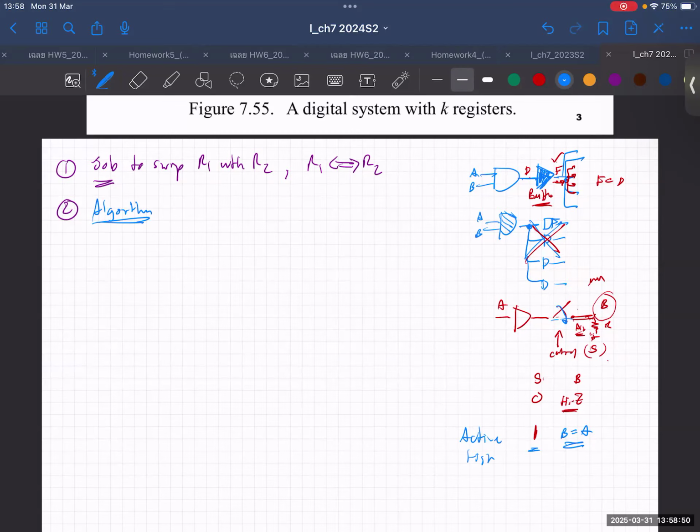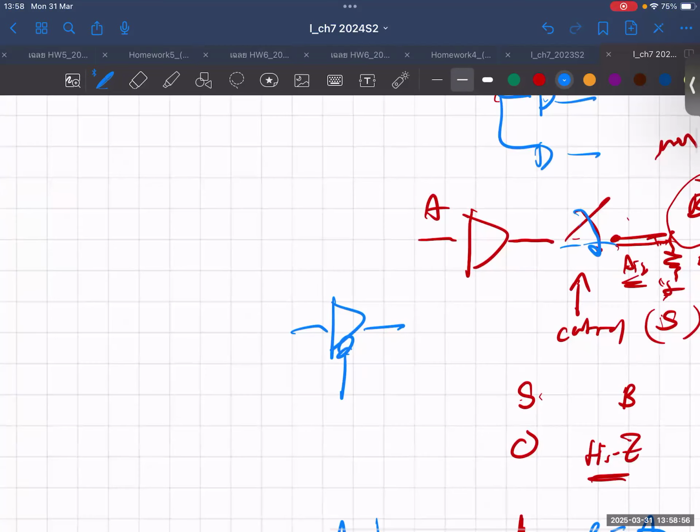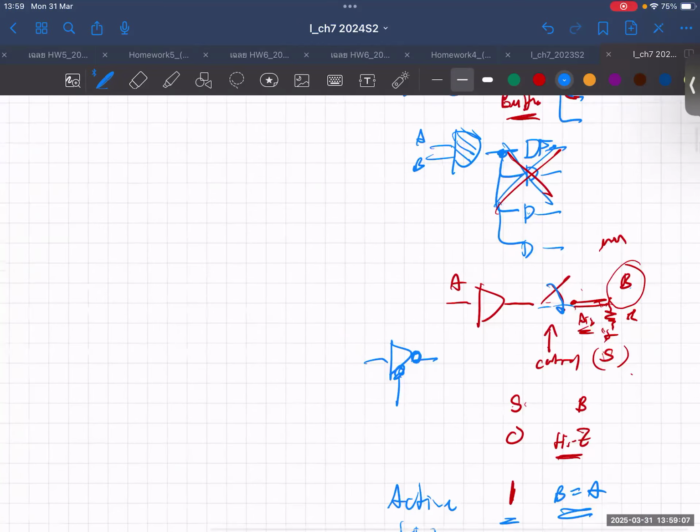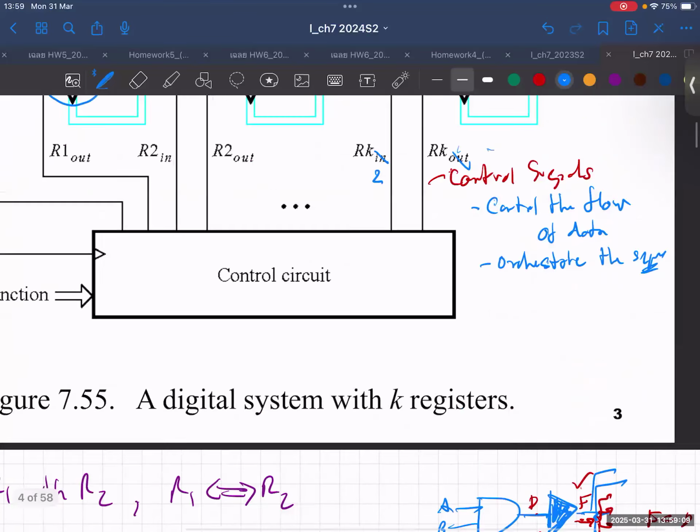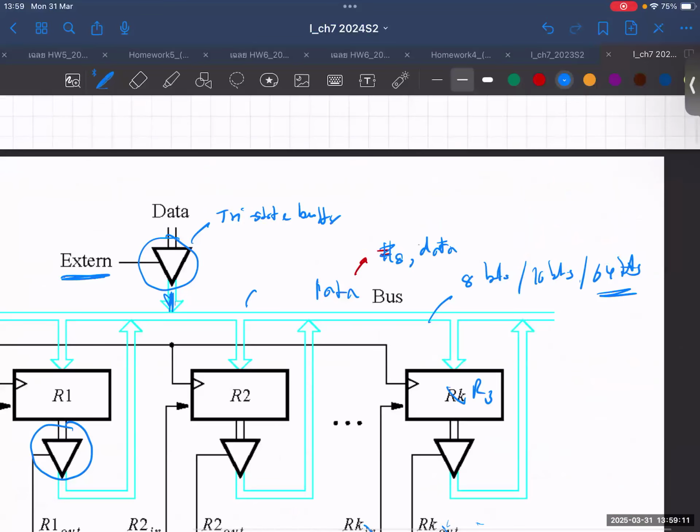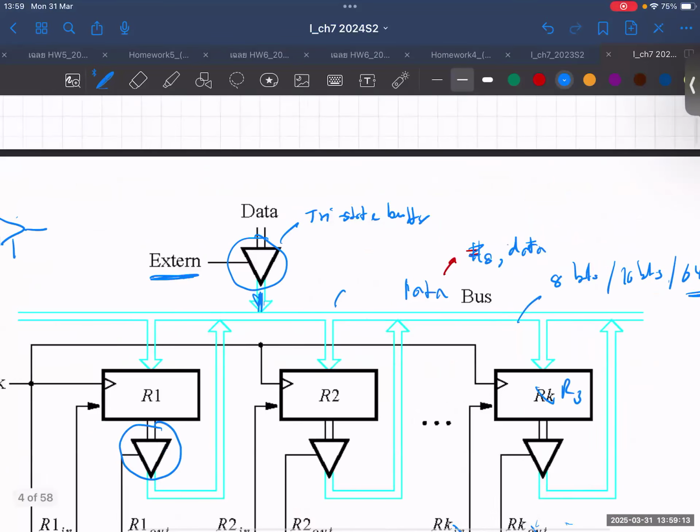But if it's active low, then the symbol will be this, with a bubble on the control. We'll put a bubble here, or we can put the bubble on the output side too. Then this becomes an inverter, a buffer inverter, depending. These are symbols that you may see very often in digital circuits.